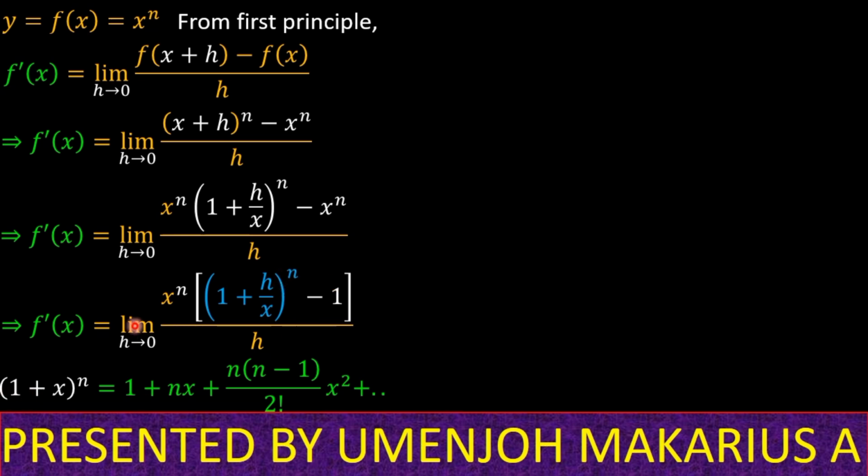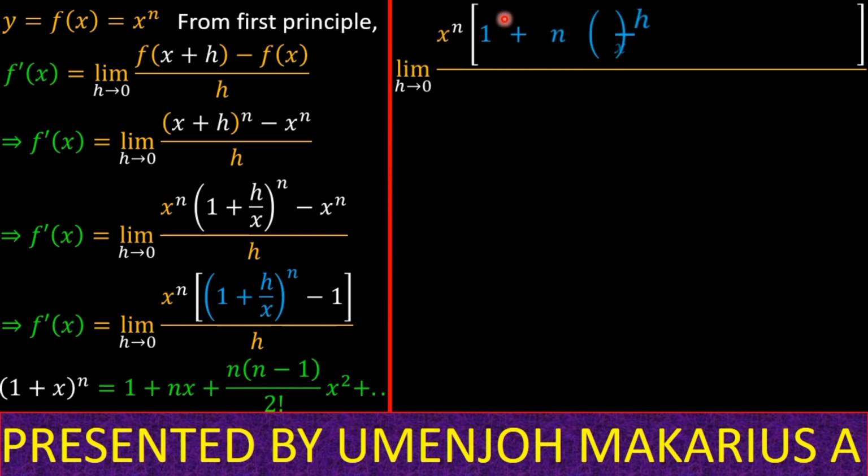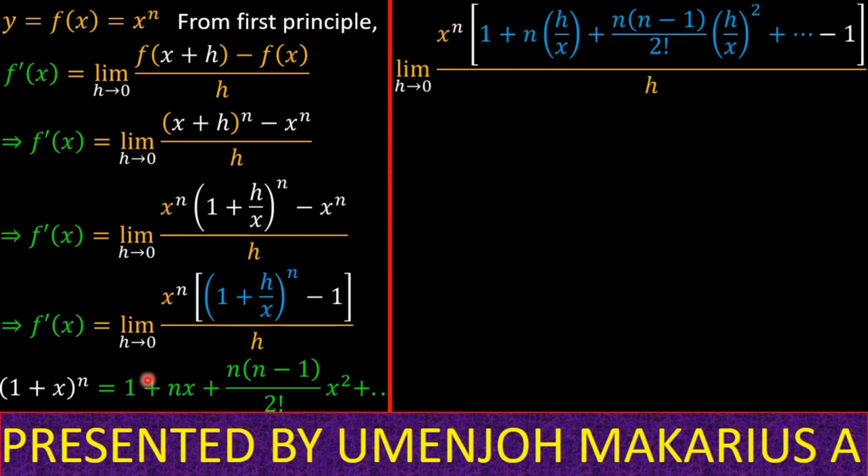So if we try to express in a similar manner, guys, simplifying, we have the limit as h goes to 0. X to the power n is outside. Then the quantity in blue, 1 plus h over x, we can express it in the same form: n times h over x, plus n into n minus 1 over 2 factorial times h over x all squared, plus dash dash dash. Guys, don't forget we have a minus 1 here, right? So we have the minus 1.